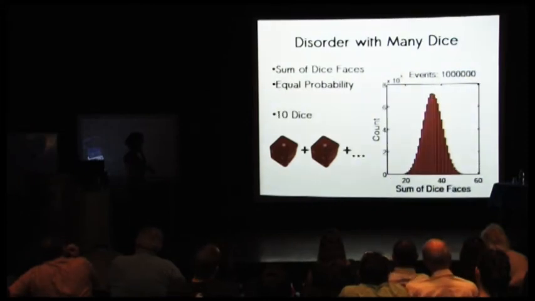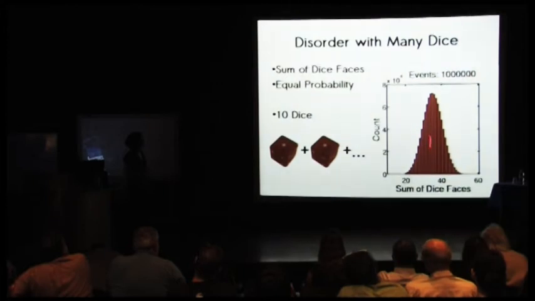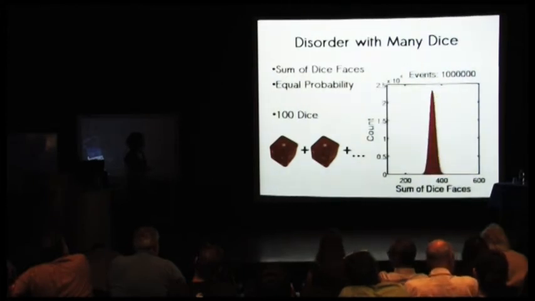And so if you add more dice in the interaction, so say you sum 10 dice together, you find that the preference for certain numbers, so the summation increases. And you can continue this even further. If you add 100 dice, you find that the preference for certain numbers is even stronger.